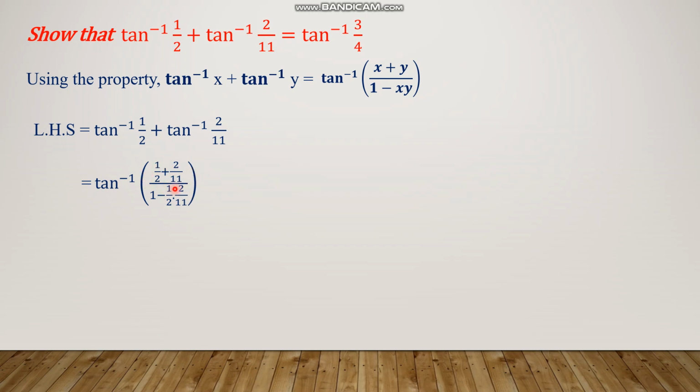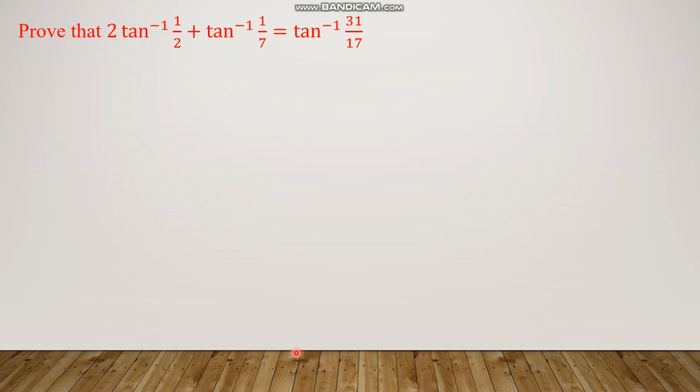We have to simplify this. You have to take LCM and simplify the numerator, and you will multiply and simplify the denominator. When you do that, you get tan inverse 15 by 20. And 15 by 20 can be further simplified to 3 by 4, and that is our required RHS. Moving to the next problem.